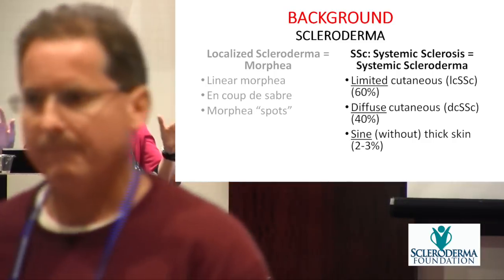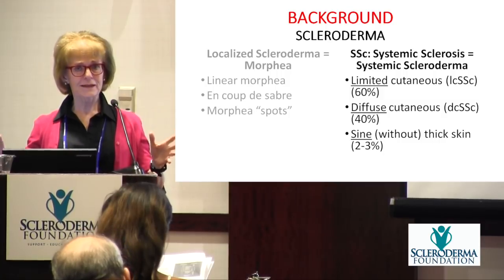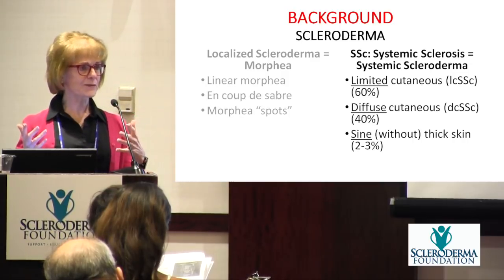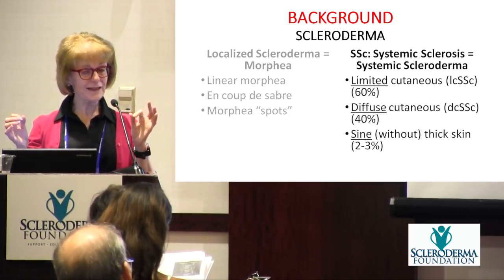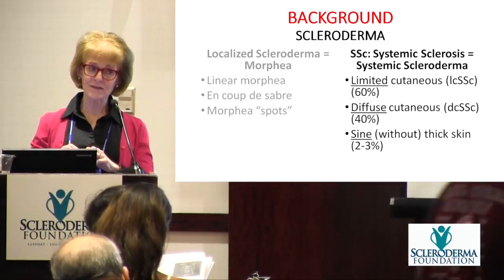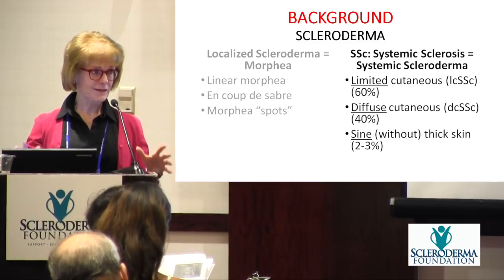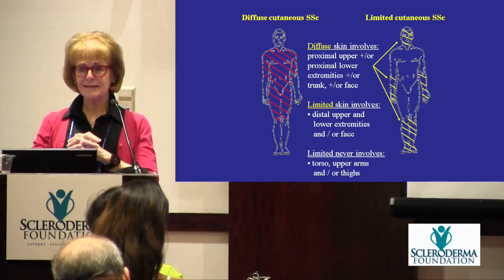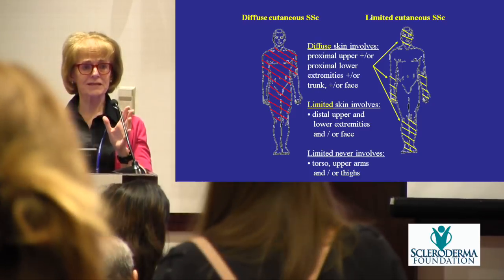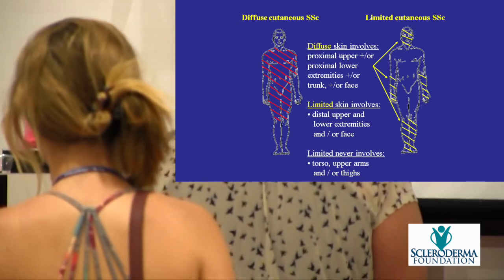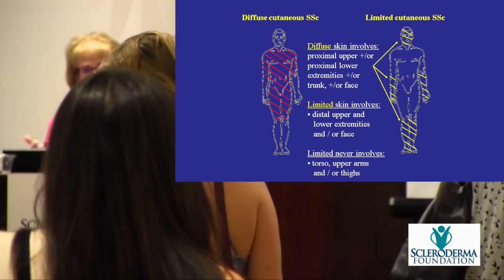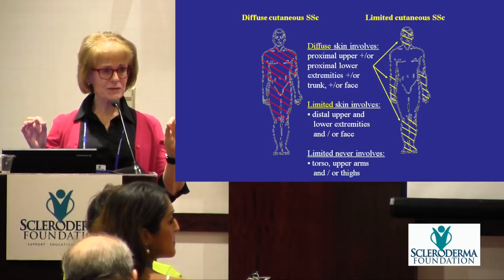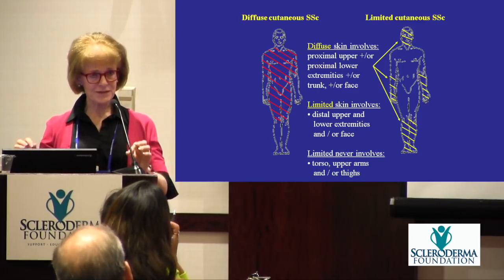About 60% of all cases of systemic scleroderma is limited. About 40% is diffuse. And then there's 1 to 5% of sine, which is to say they have the disease, but they have no skin involvement, which makes it very difficult from a diagnostic point of view to diagnose. So diffuse and limited, the distinction is the degree of skin involvement. Some people think that it means it's systemic if you have lung involvement or heart or other internal organ. No, limited versus diffuse is distinguished solely on the basis of the extent of skin involvement.